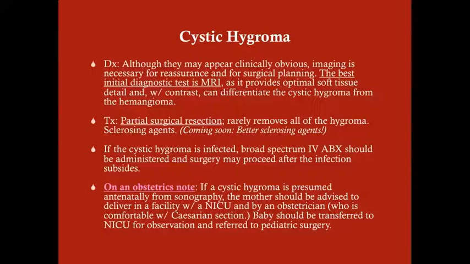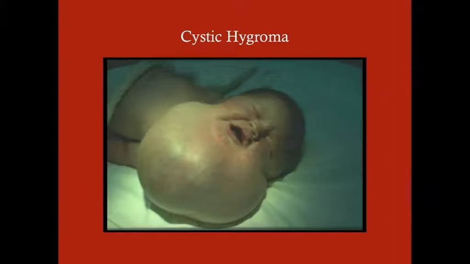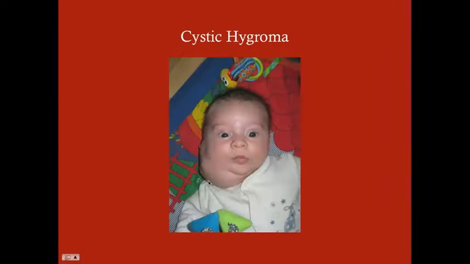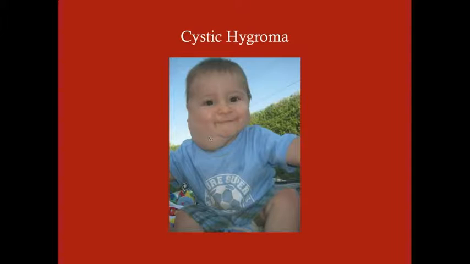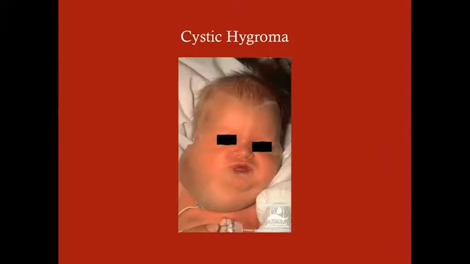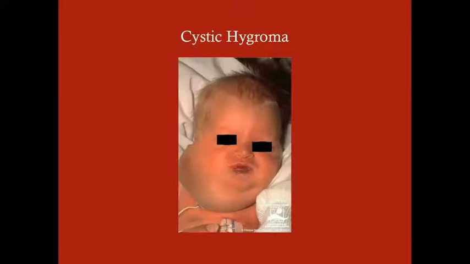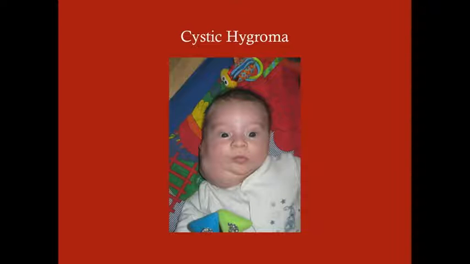The baby should then be transferred to the NICU for observation, especially for airway monitoring, and then referred to pediatric surgery for definitive treatment. So here's an example of why you may need to do a cesarean section on a cystic hygroma baby. Ultimately, you do surgery, you remove a lot of that tissue, use sclerosing agents, and these will shrink down. So again here, lateral neck masses, but they're from the time of birth. And they'll transilluminate if you flash a light underneath it.